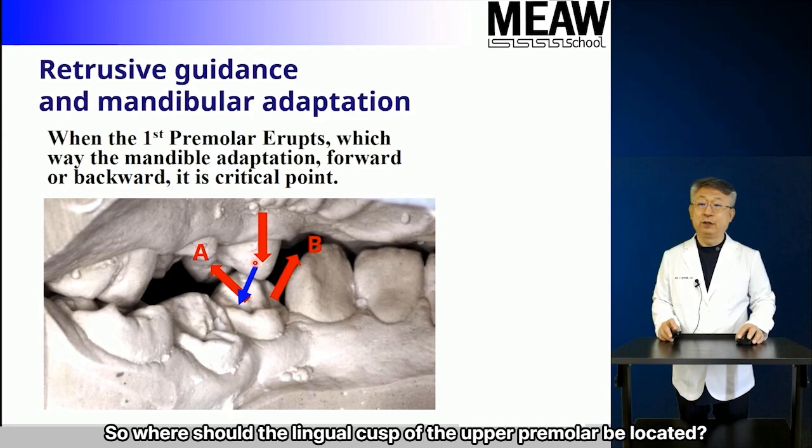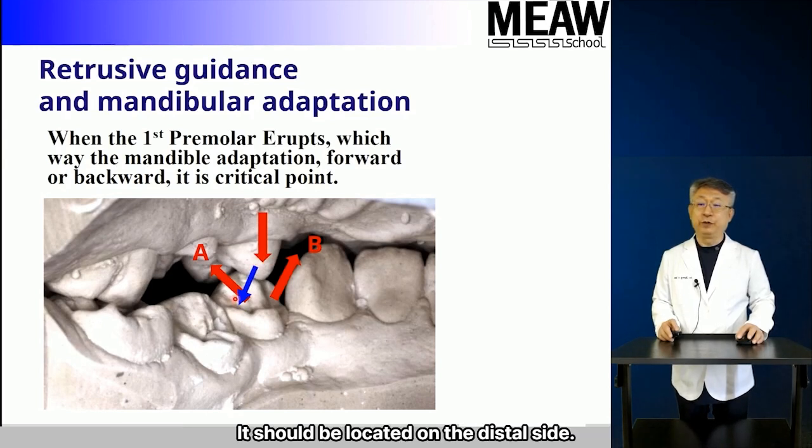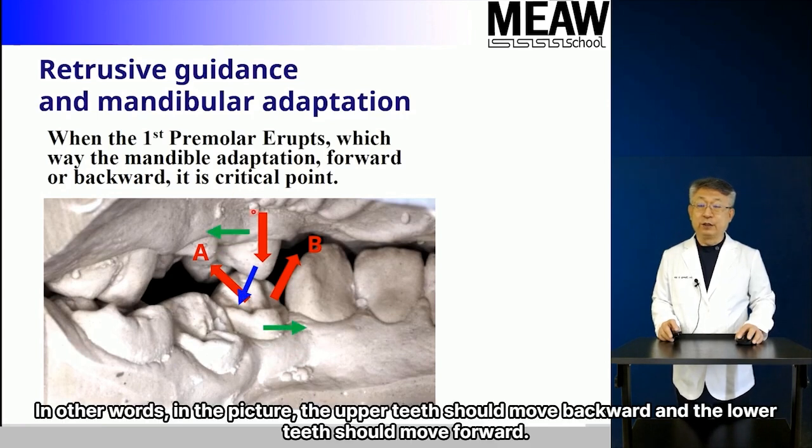So where should the lingual cusp of the upper premolar be located? It should be located on the distal side. In other words, in the picture, the upper teeth should move backward and the lower teeth should move forward.